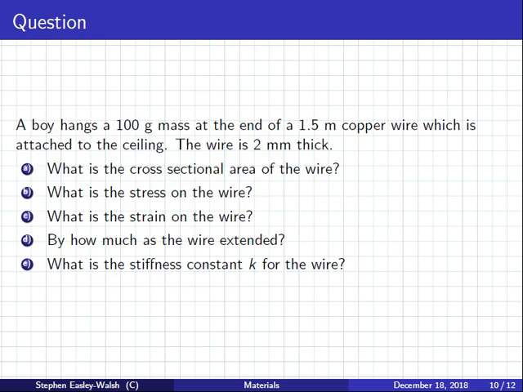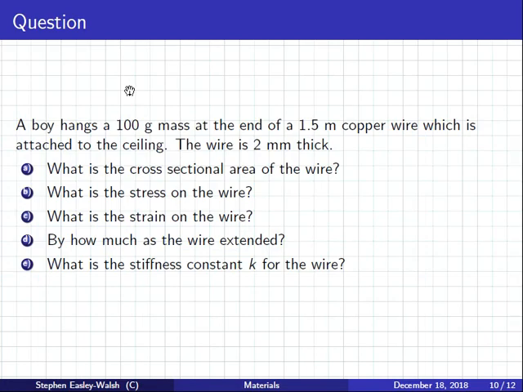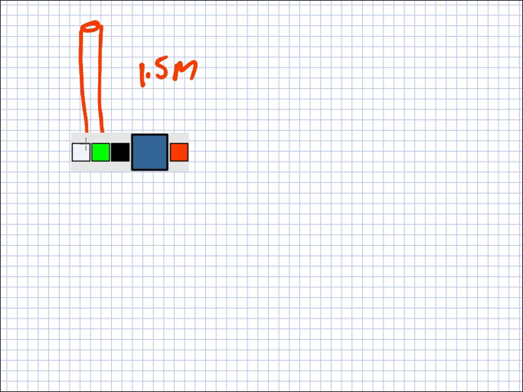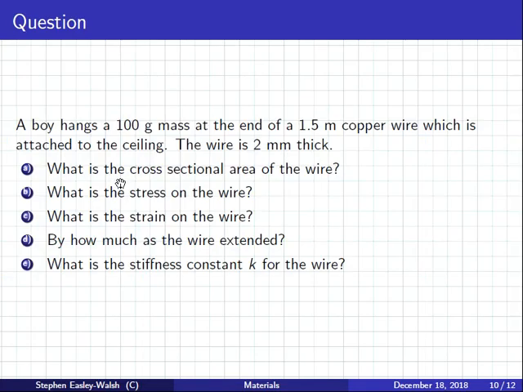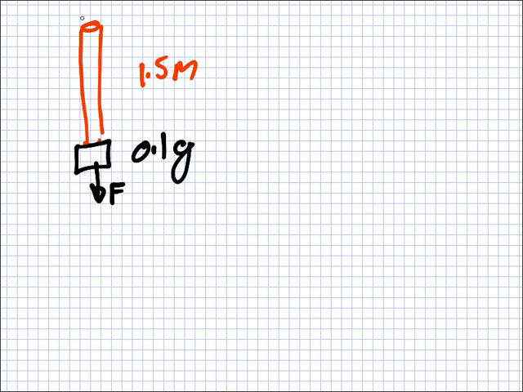Right, let's have a look. A boy hangs a 100 gram mass at the end of a 1.5 meter copper wire. The wire is 2 millimeters thick. What is the area? Okay, so he hangs here a piece of copper, 1.5 meters. And here he puts 0.1 kg of mass, and the wire is 2 millimeters thick. And my first question is, what is the area?